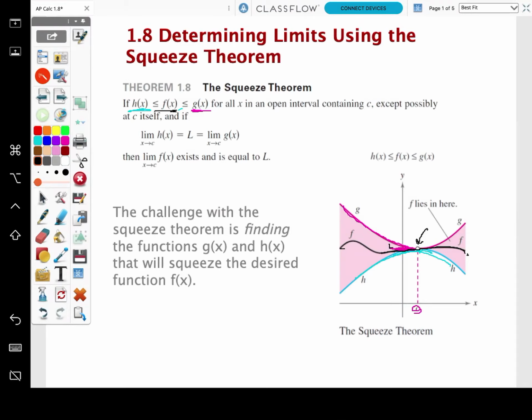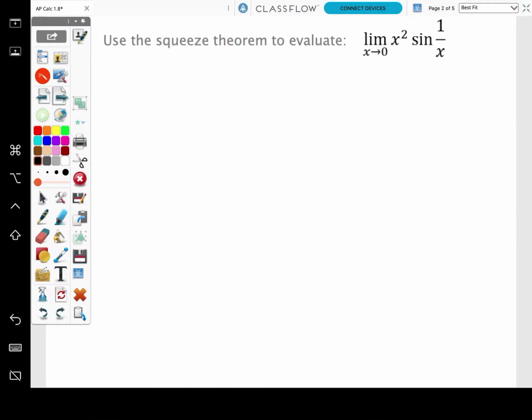The tricky part is finding those functions g and h that actually will squeeze an unknown function f. So most often we use the squeeze theorem when we're dealing with trig functions like sine and cosine, because we can squeeze them between certain functions. We know certain things about them. It's not very common to use the squeeze theorem for things other than sine and cosine. All right, so let's look at how do we actually apply and use the squeeze theorem.